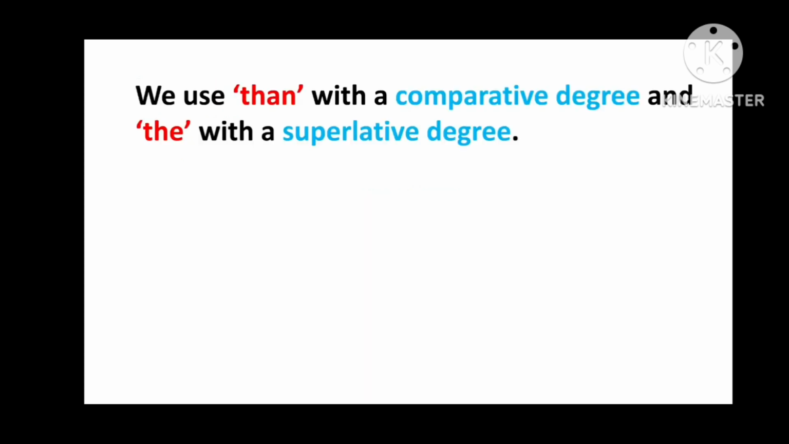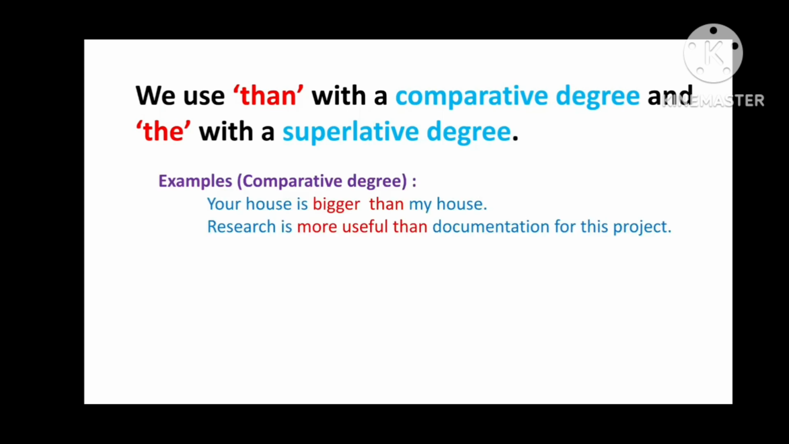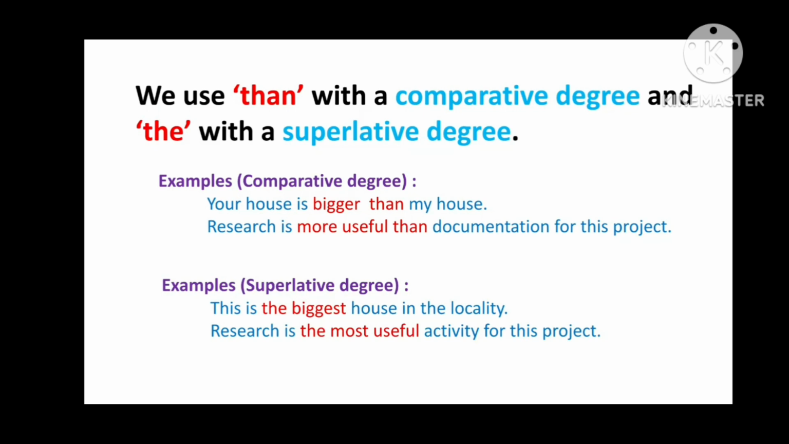We use than with a comparative degree and the with a superlative degree. For example, your house is bigger than my house. The research is more useful than documentation for this project. In both the cases, comparative degrees are followed by the word than. Examples of superlative degrees. This is the biggest house in the locality. Research is the most useful activity for this project. In both the cases, superlative degrees, biggest and most useful, are preceded by the word the.